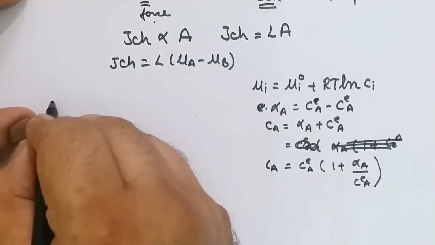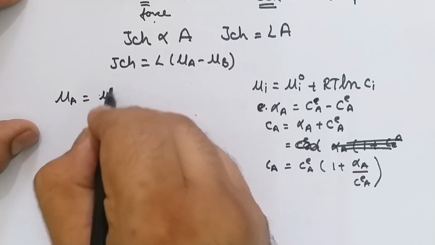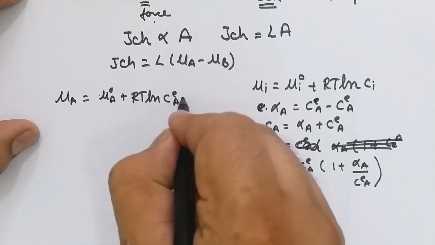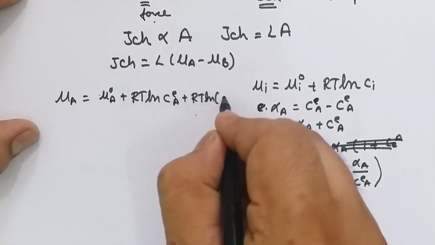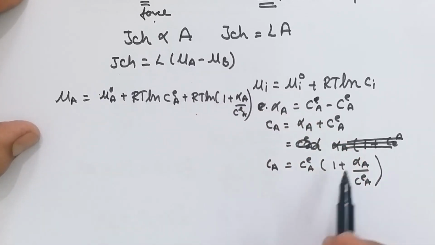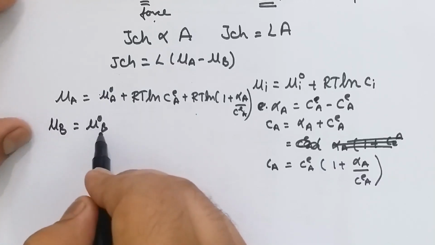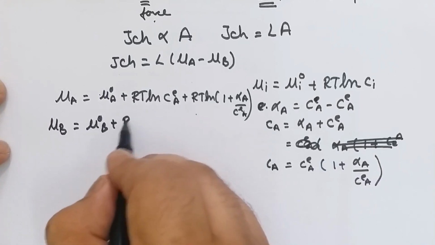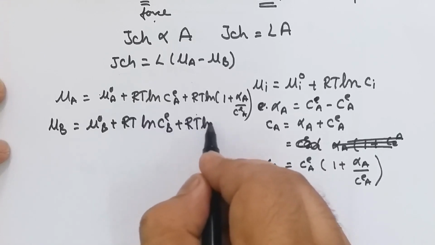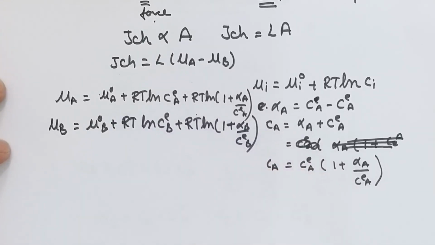So our chemical potential, that is mu A, will be equal to mu 0 A plus RT ln CeA plus RT ln (1 plus alpha A upon CeA). Clear? I have separated both the terms, and similarly for mu B, we will have mu 0 of B plus RT ln CeB plus RT ln (1 plus alpha B upon CeB). This will be the expression.